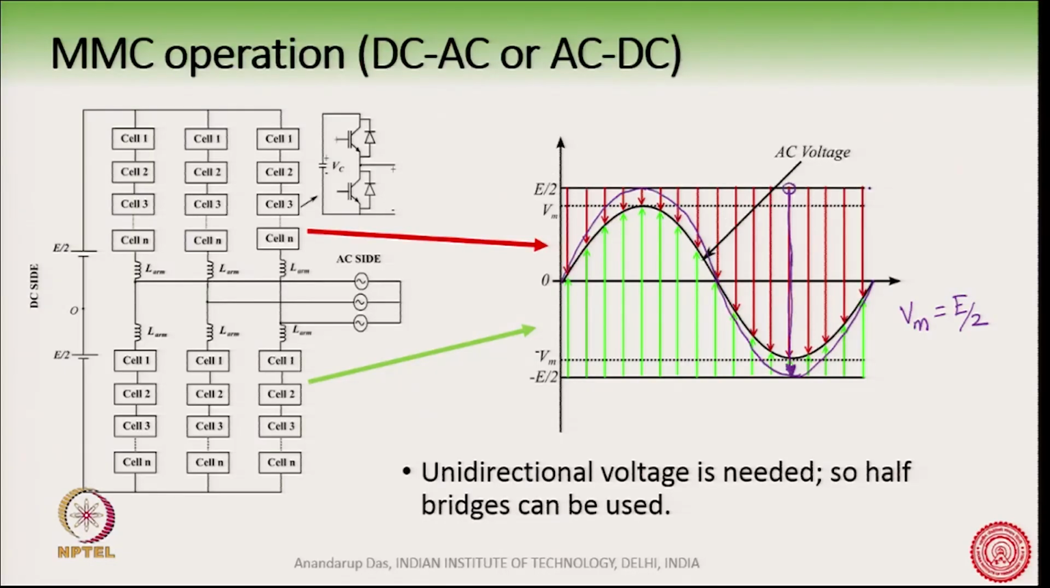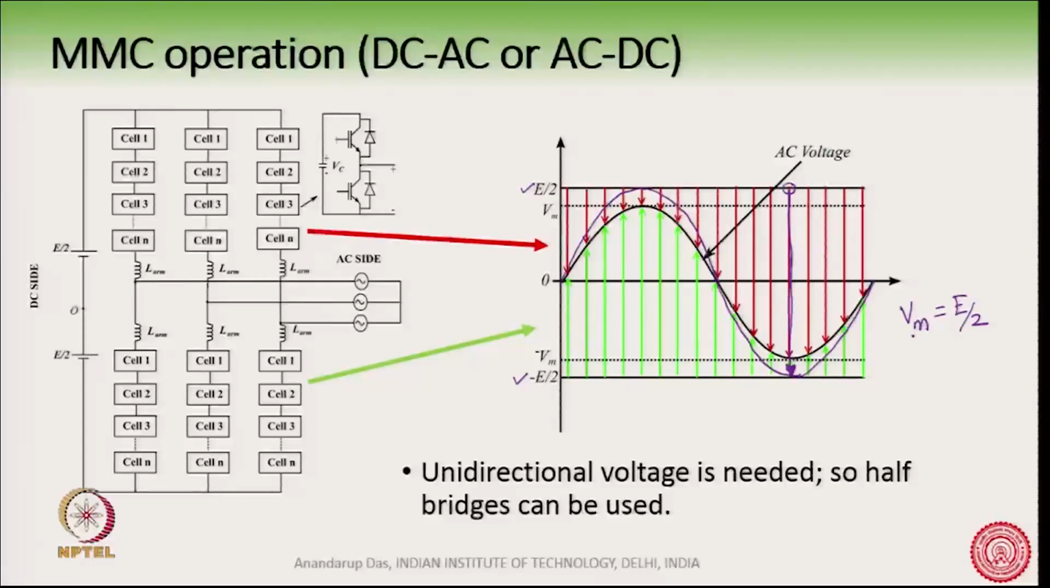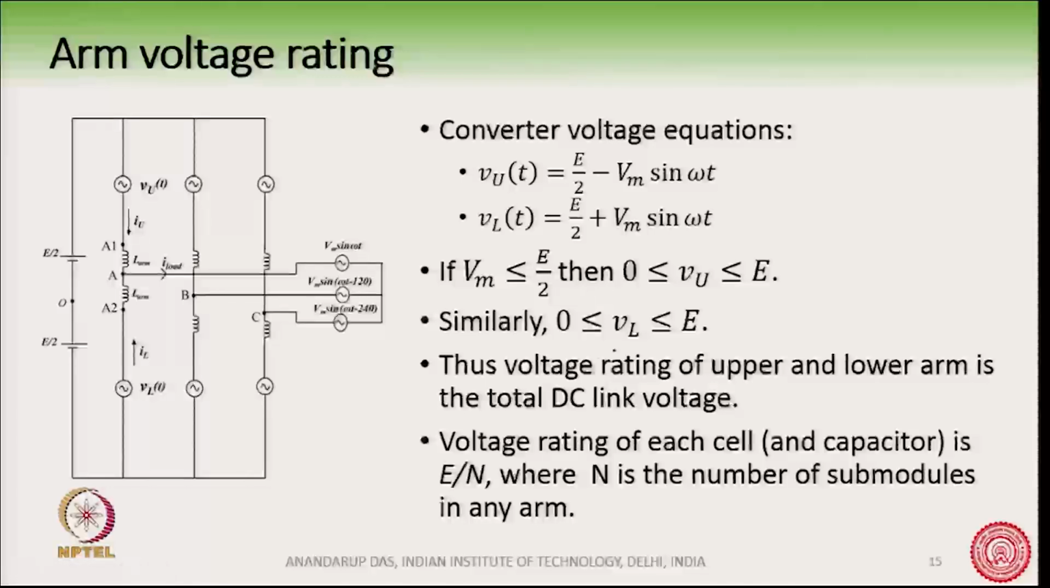So, what is the length of this maximum arrow? The length of this is equal to E, because you see this is E by 2 and this is minus E by 2. So, therefore, this maximum length of the arrow is equal to E, and hence during this condition where Vm is equal to E by 2, the voltage that needs to be produced is equal to E. So, that is what we have seen here, 0 less than equal to Vu less than equal to E.